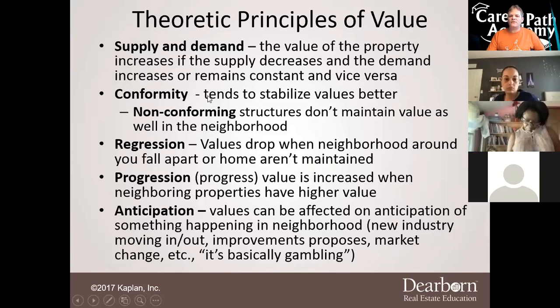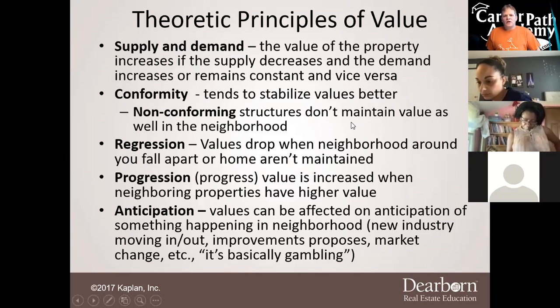Conformity. Okay. So conformity is when properties conform to the neighborhood. Remember I told you about that guy who built that $740,000 home in the $300,000 neighborhood? It did not conform to the neighborhood. So the value is not going to be maintained well there. He wasn't even able to establish the value off the bat correctly, and that drove him out of business.